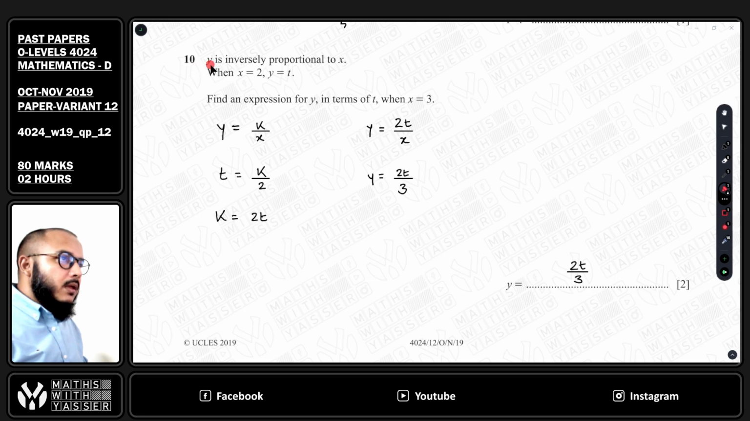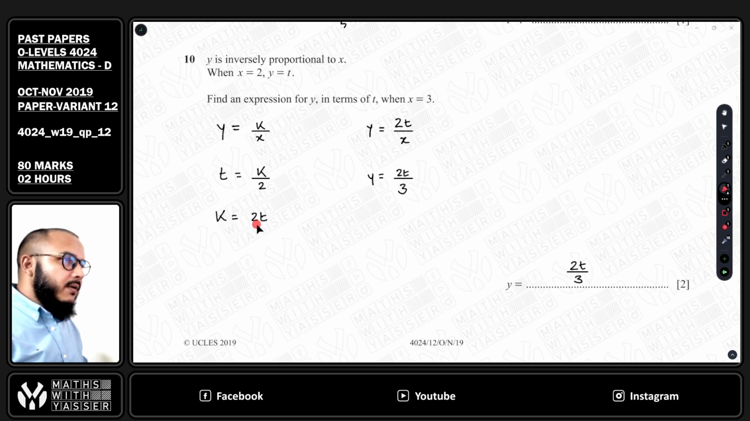Question number 10. y is inversely proportional to x. When x is 2, y is equal to t. Find an expression for y in terms of t when x is equal to 3. Since y is inversely proportional to x, we can write y is equal to k over x, where k is the constant. And since it's provided that x will be 2 when y equals t, I can just substitute these values in this equation. So that will give me t is equal to k over 2. Therefore, k is equal to 2t.